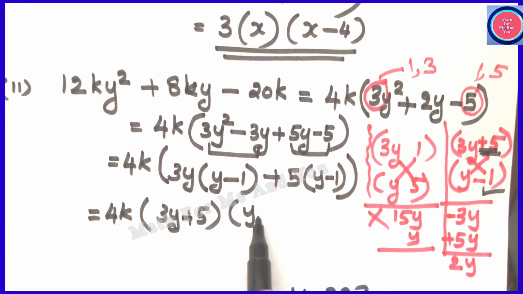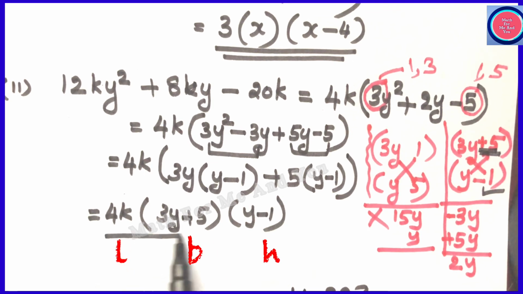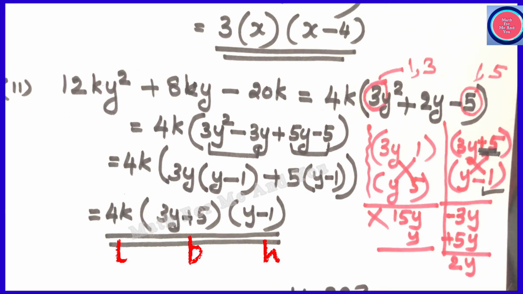That means the given volume is equal to 4k times 3y plus 5 times y minus 1, which is of the form length times breadth times height. So these three are the possible dimensions for its length, breadth and height.